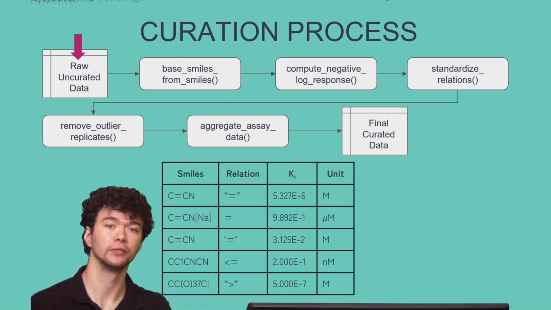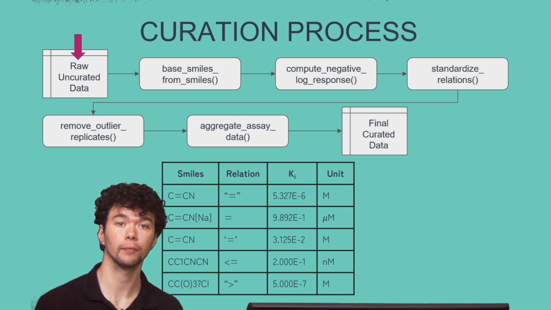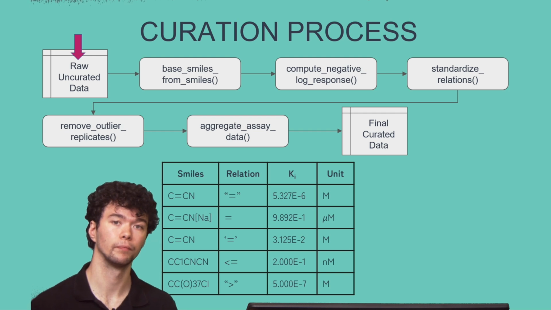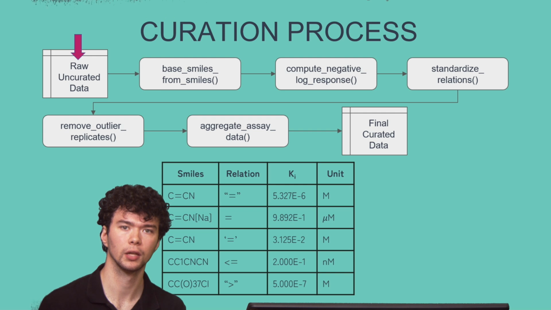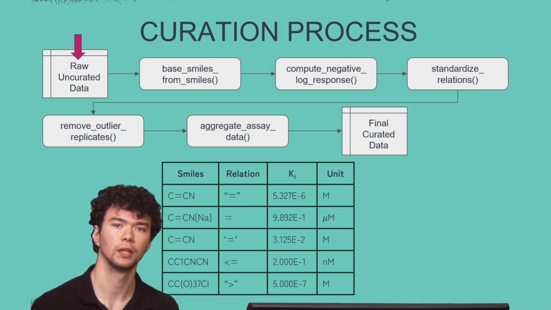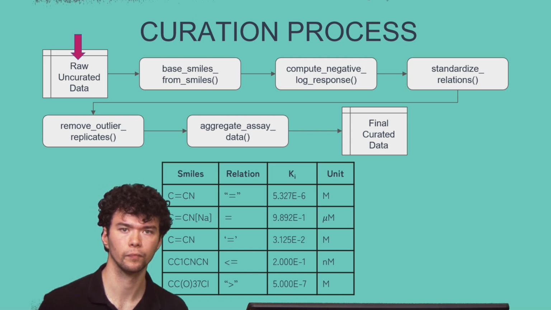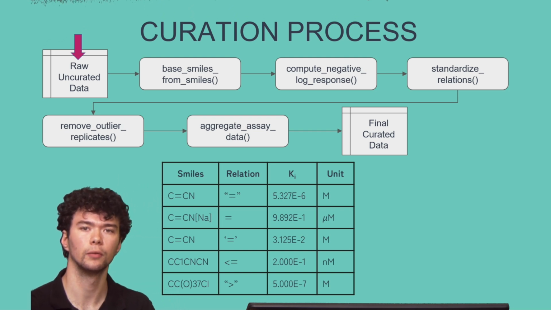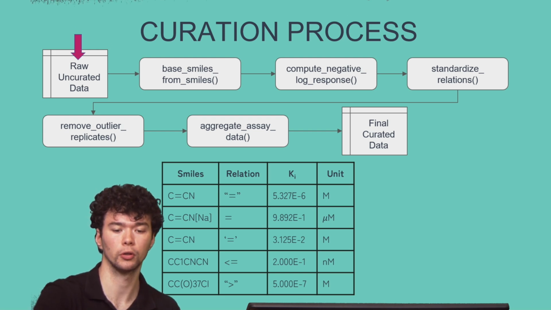AMPL provides 5 custom functions to make cleaning your chemical data as easy as possible. Let's take an example where we have our raw uncurated data comprised of chemical structures called SMILES. We have relations which tell us the true value was less than or greater than the value given. We have some value for us to predict, in this case the inhibition constant Ki, and then we have the units for these values. For example, in the second to last row, the inhibition constant is some value that is under the highest value that they tested, which was 0.2 nanomolar.